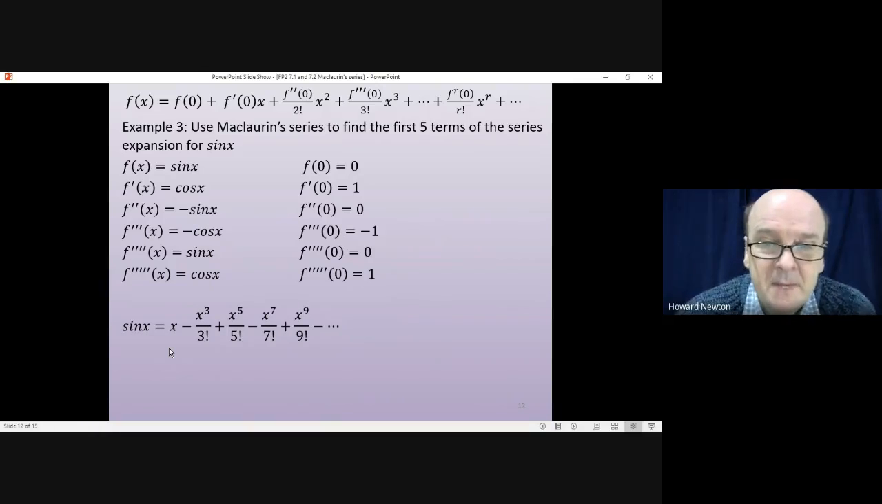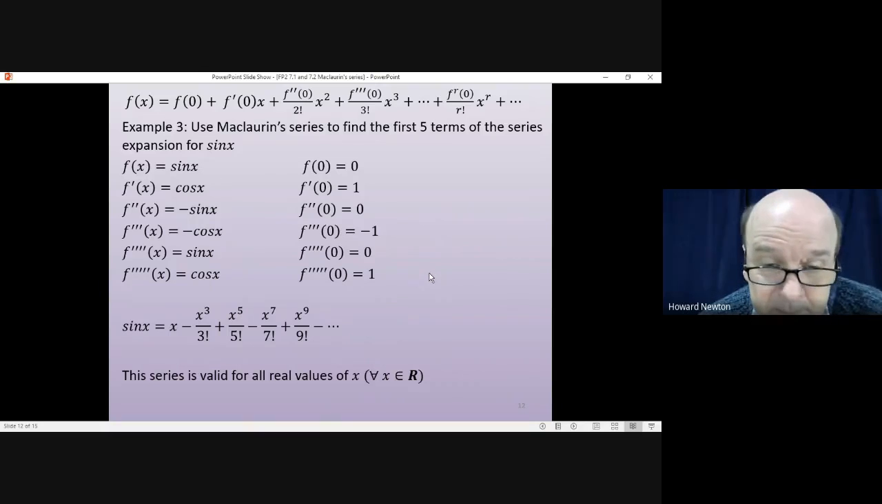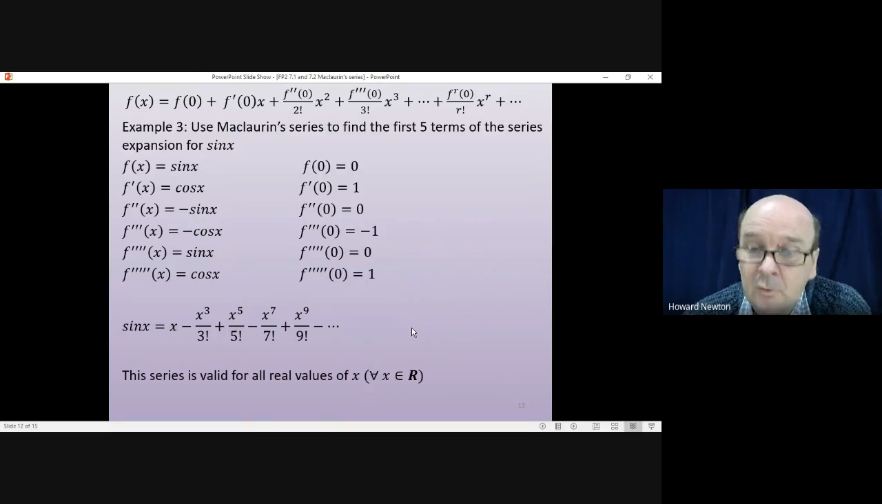Now what that gives me, if I substitute in these values into Maclaurin series, is that sine x is equal to x minus x cubed over 3 factorial plus x to the 5 over 5 factorial and so on. Surprisingly powerful method. You get the series expansion very quickly. And this particular series, as with cos x, it's valid for all real values of x.